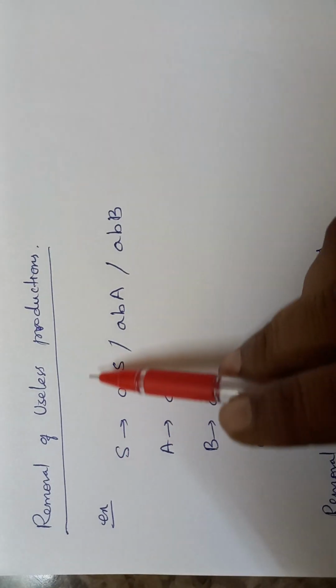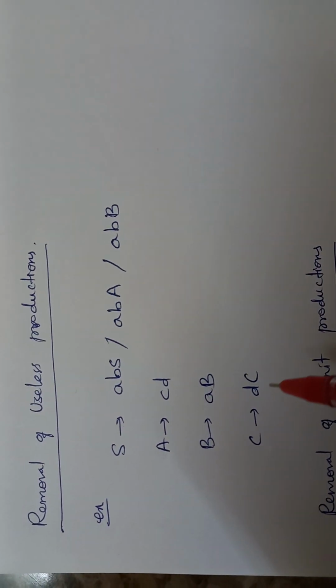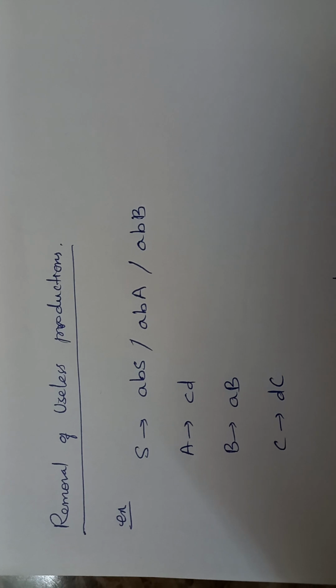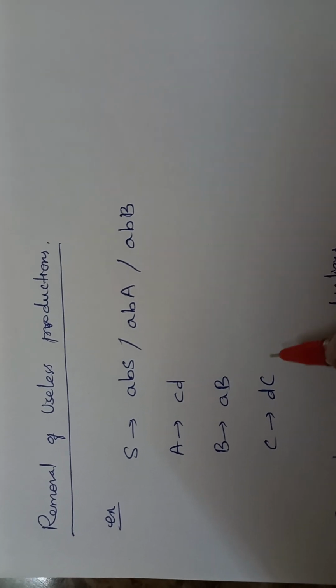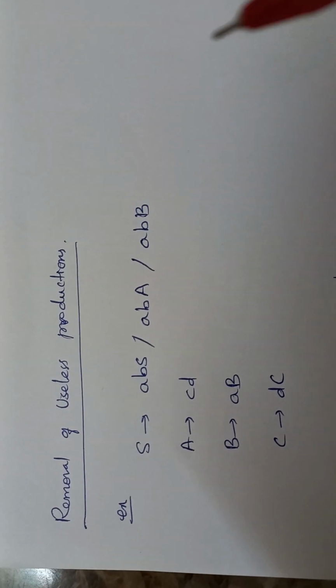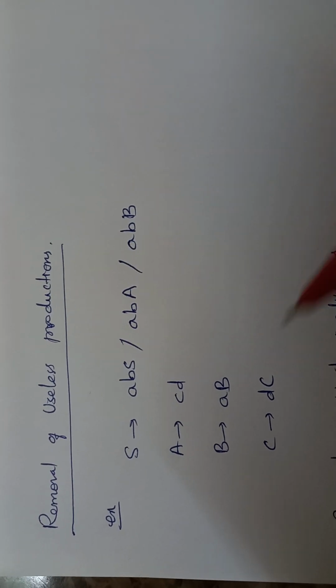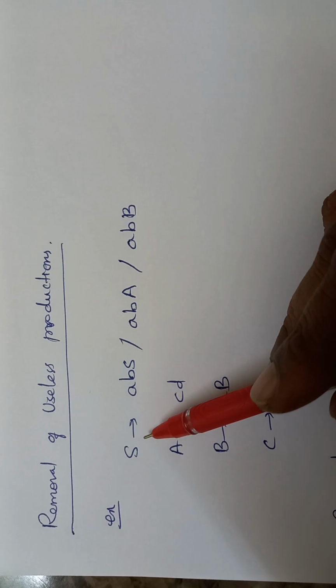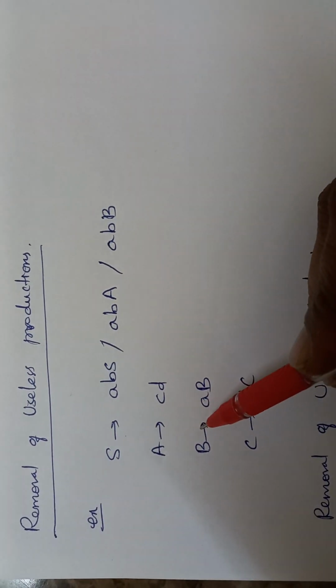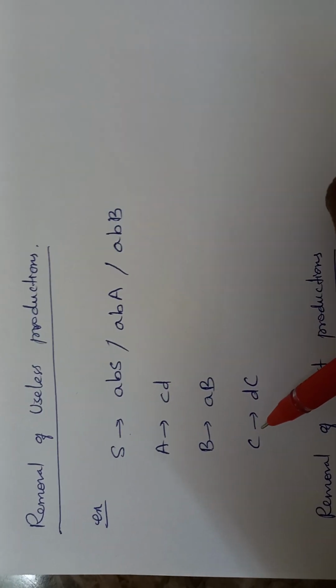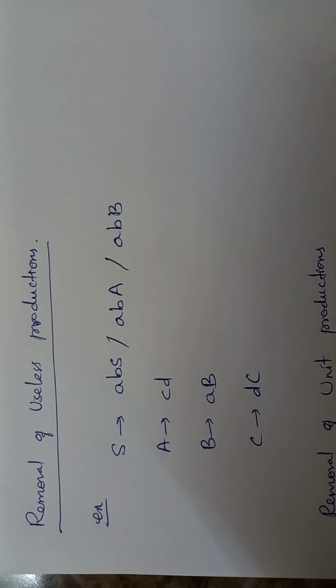So the first one is removal of useless productions for the taken grammar. How it can be done is, first we have to check whether it is giving any non-derivable symbols. Non-derivable in the sense we have to check the non-terminals. So how many non-terminals are there here? 1, 2, 3, 4 non-terminals are there. Of these 4 non-terminals, which are not producing?